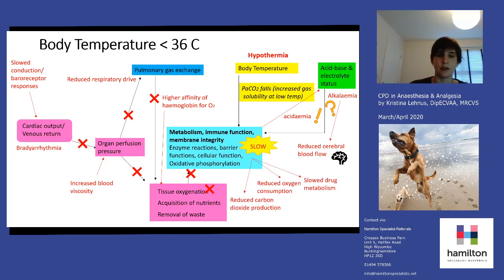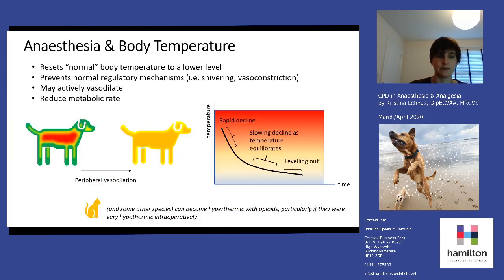You produce less carbon dioxide, which again reduces how much respiratory drive you've got. You reduce your oxygen consumption, which can to a certain degree be helpful because of course everything is slowing down, but you're also not really delivering oxygen as well. And you slow your drug metabolism, so you're going to have a much slower recovery if you get cold. You're then also hypocoagulable, so animals have a higher transfusion requirement if they're cold. And because of the reduced immune function, you also have a much higher risk of post-operative infections.